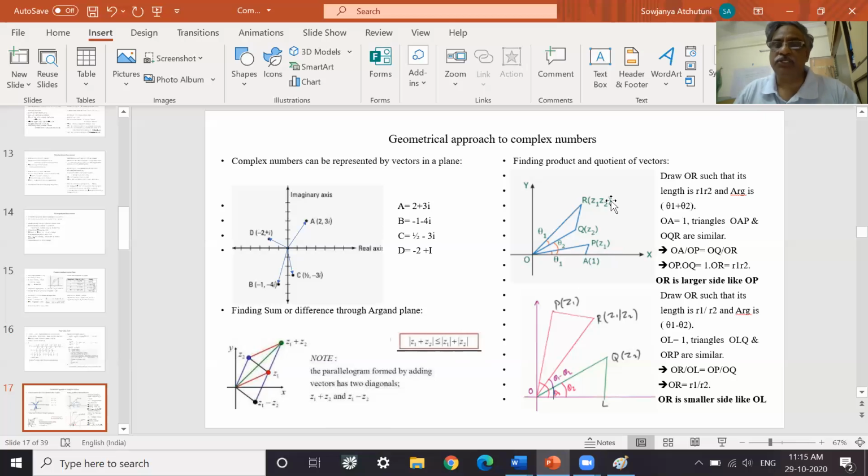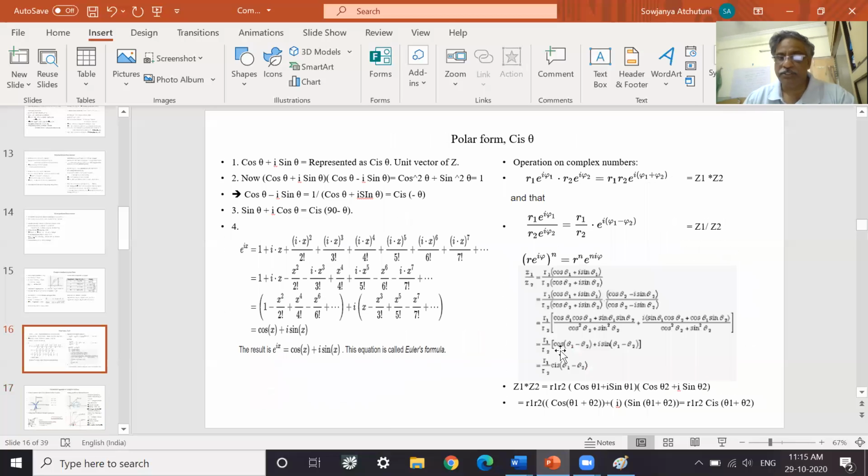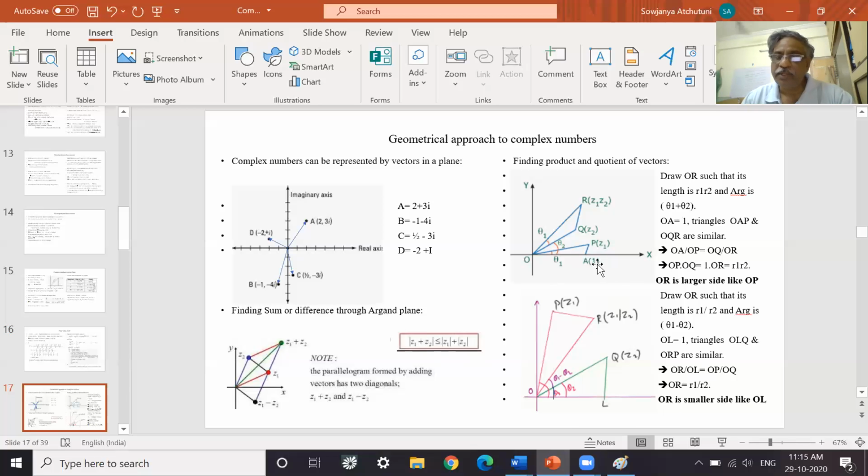Now we'll see what is Z1 Z2. We have just seen Z1 Z2 is R1 R2 into cos theta 1 plus theta 2 plus i sin theta 1 plus theta 2. Their arguments will be added. Let us see here. P and Q are two vectors, OP and OQ. OP is Z1, OQ is Z2. When I multiply, I am getting OR such that the length of OR is mod Z1 Z2, R1 R2, and the angle is the sum of these two angles, theta 1 plus theta 2.